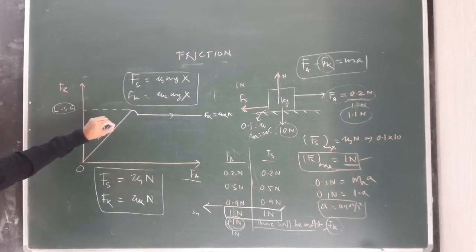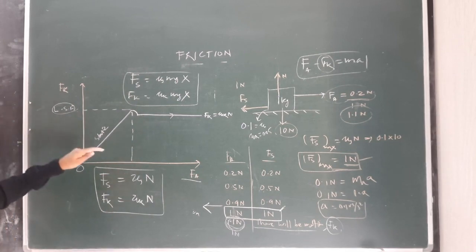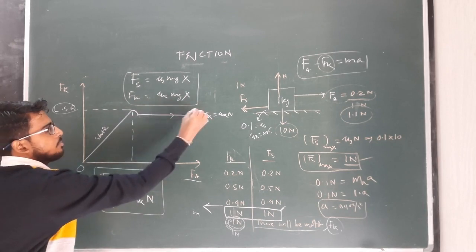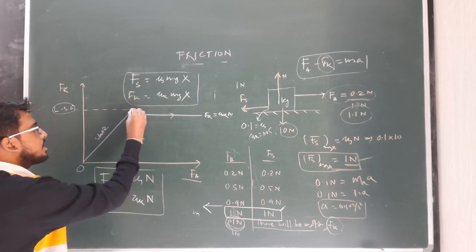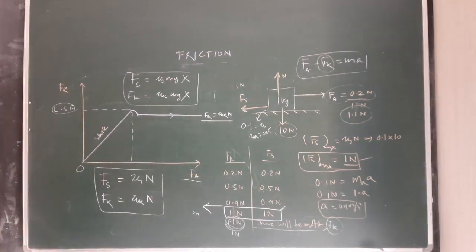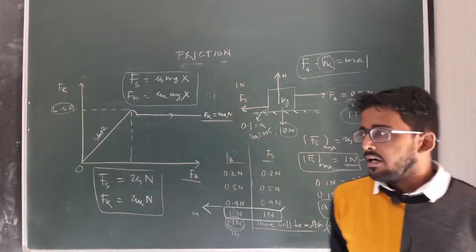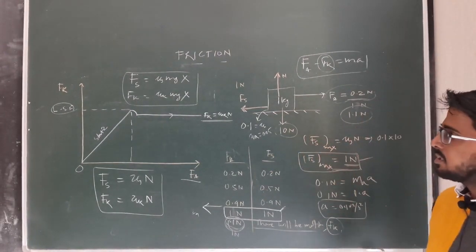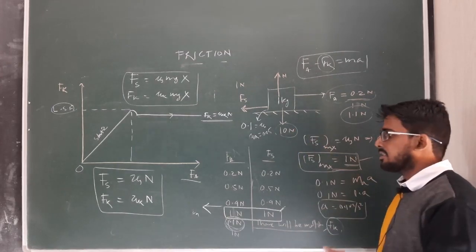The maximum opposition offered by the two surfaces in contact is known as limiting static friction, and when we further increase the applied force, the value decreases and the body starts moving with certain motion or acceleration, and the frictional force remains constant throughout the motion, and that frictional force is known as what? Kinetic friction. Okay, so this is all about types of friction and how friction adjusts itself with respect to the external applied force, and what is limiting static friction, what is kinetic friction, and what is static friction.